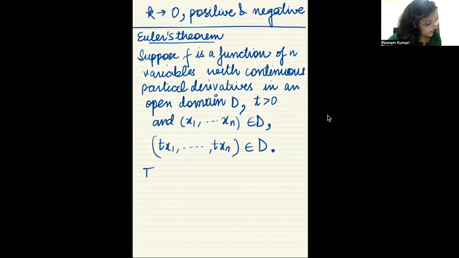It says then, excuse me ma'am, yeah, I'm thinking, if t is greater than 0, like if t is 2 or 3, and if we multiply it with the point x1 to xn in the domain, then it will obviously be out of the domain. Suppose the domain is 1 to 9, x1 equals 1, x2 equals 2. Okay, so you have taken one point.